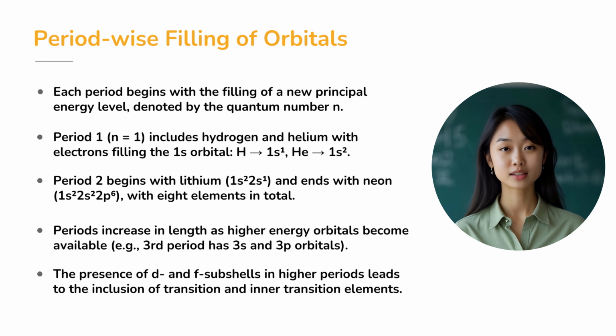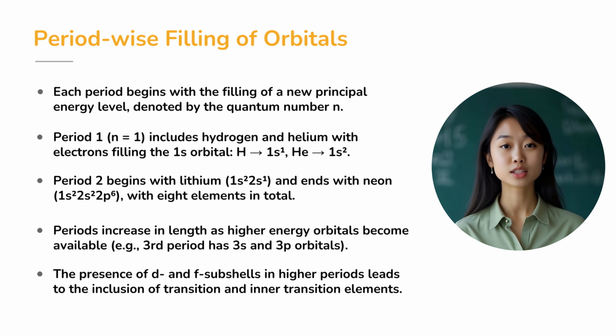The third period sees electrons entering 3s and 3p orbitals, again 8 elements. But things get more interesting in period 4. After filling 4s orbitals, electrons start occupying 3d orbitals. That's where transition metals begin. So, from scandium to zinc, we fill the 3d series, and finally, the 4p orbitals are filled by krypton.